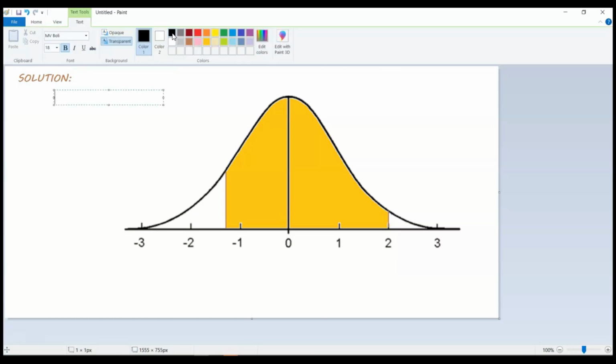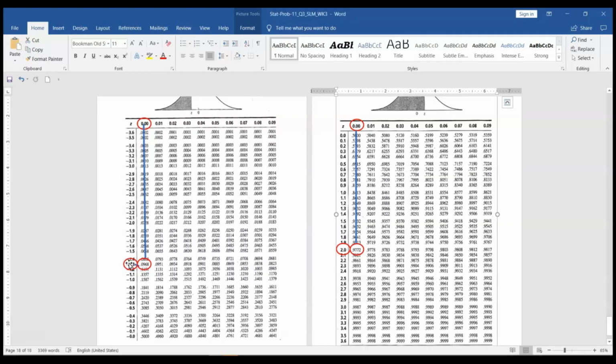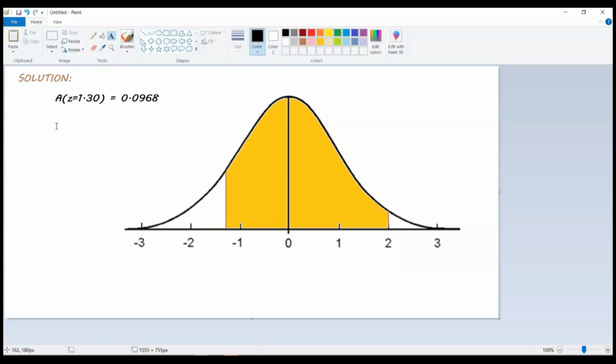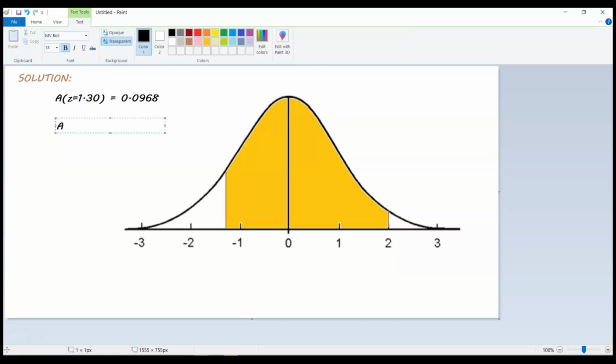So first, we need to find the area associated with z equal to negative 1.30. Looking at the z table, the area at z equal to negative 1.30 is right over there. So we have the negative 1.3, and since it's 1.30, we just cross it with the 0.00 above. Where they intersect is at 0.0968.